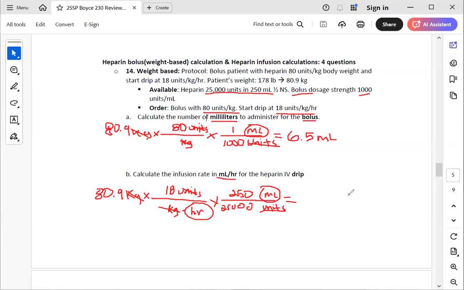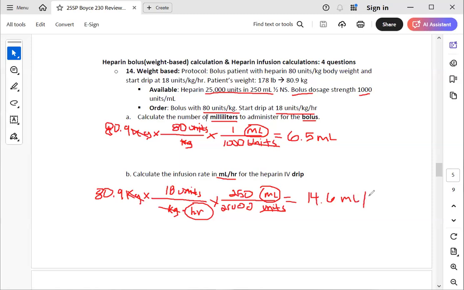I'm going to take 80.9 times 18 times 250, because I'm just going to multiply all the way across the top. And then I'm going to get 364,050. Then I'm going to divide by 25,000. And I'm going to get 14.562. So 14.562, we can go ahead and round to 14.6, and that's milliliters per hour.